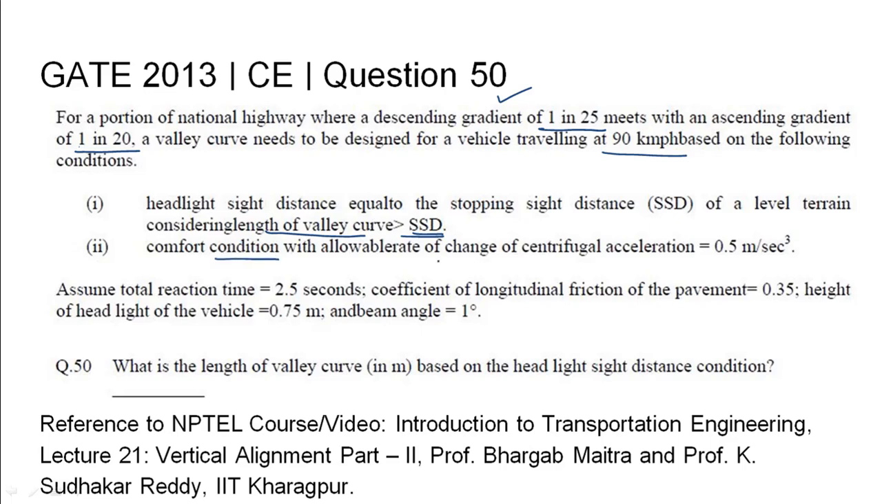Comfort condition with allowable rate of change of centrifugal acceleration which is given as 0.5 meter per second cube. Assume total reaction time as 2.5 seconds, coefficient of longitudinal friction of the pavement as 0.35, height of the headlight of the vehicle as 0.75 meters and the beam angle as 1 degree. So what is the length of the valley curve based on the headlight sight distance condition? The relevant NPTEL reference has been listed.